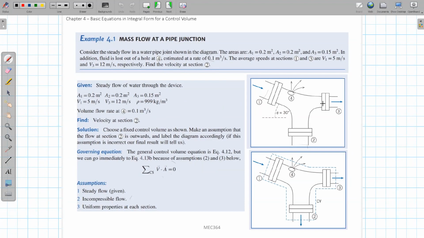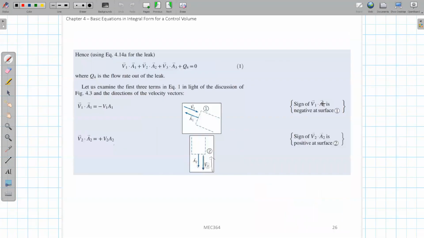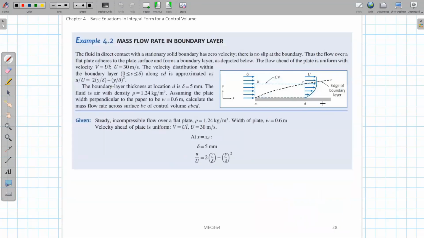So, any questions regarding this problem? No questions? Okay. And this is the second example problem. Please read it first.